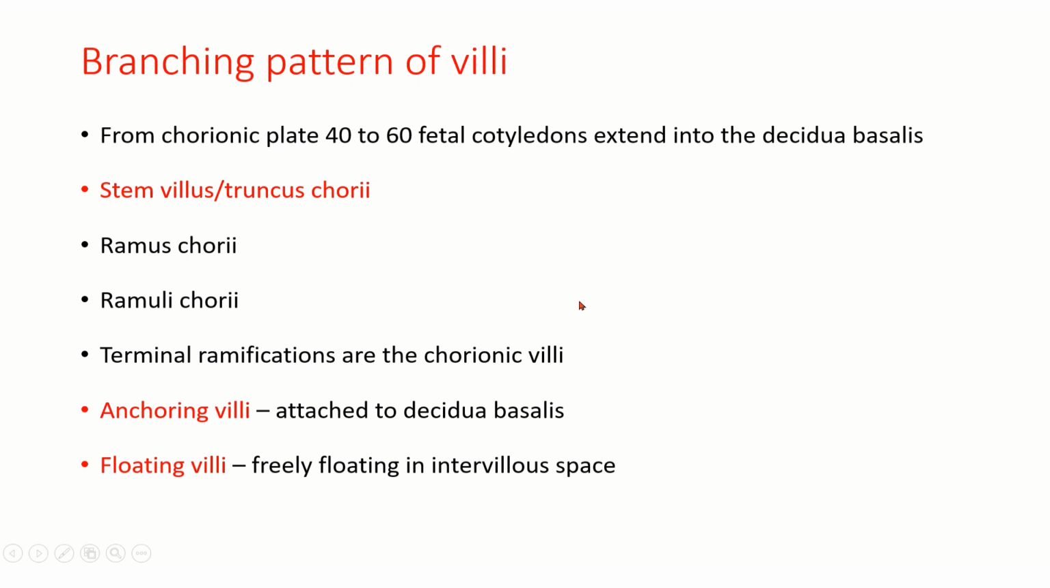So the branching pattern of villi is like this. From chorionic plate, 40 to 60 fetal cotyledons extend into the decidua basalis. Each has a stem villus or truncus chorii, which divides into rami chorii, ramuli chorii, and the terminal ramifications are called chorionic villi. The anchoring villi are attached to the decidua basalis. The floating villi are freely floating in the intervillous space.